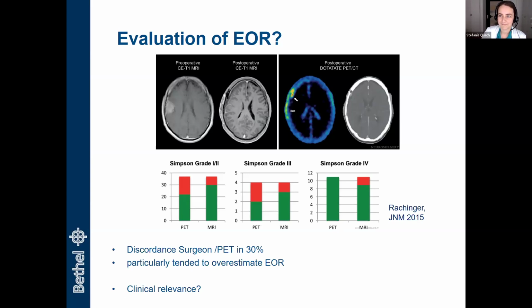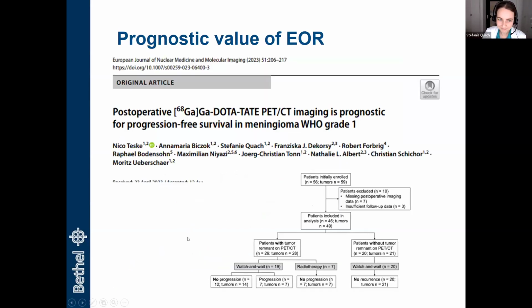But of course, this correlation alone does not tell us of the clinical relevance. It does not tell us whether these PET positive tumors, or these PET positive areas, would actually be tumors that would grow during follow-up. And this is where the paper comes in, which looks at progression-free survival after meningioma resection and dotatate PET-CT.